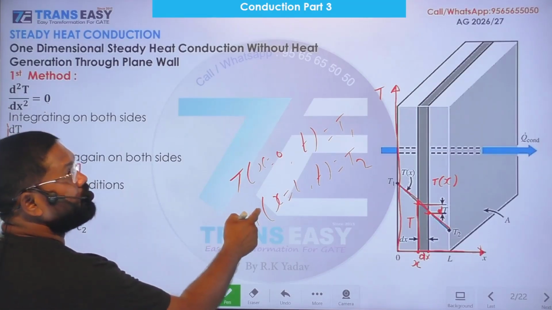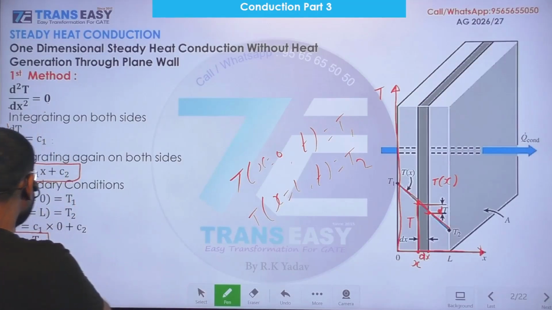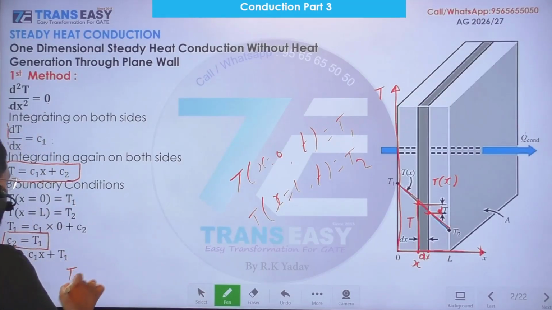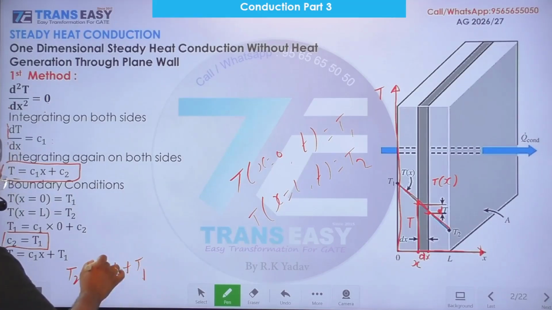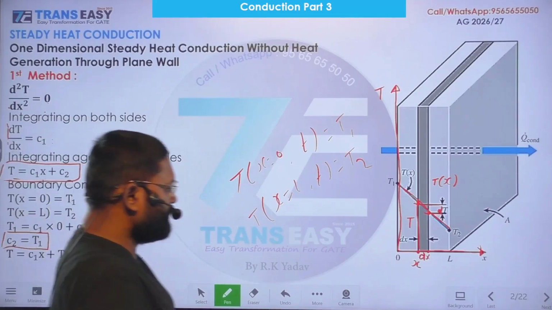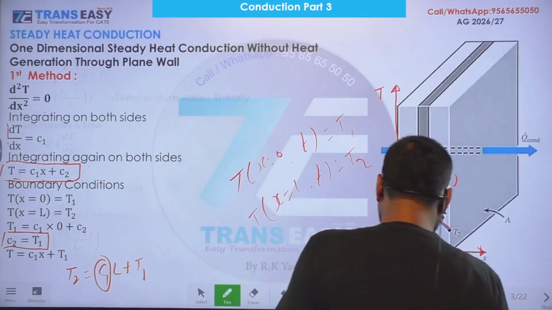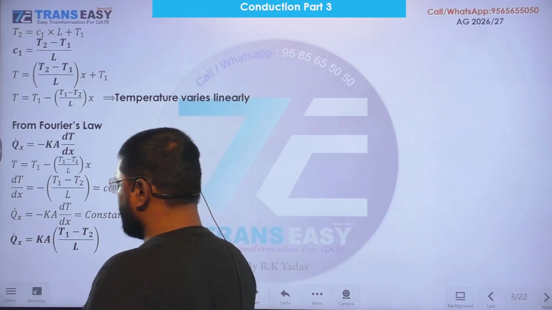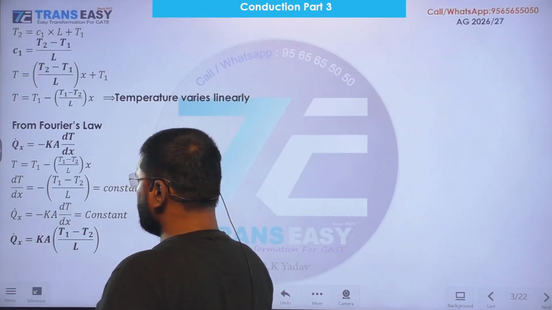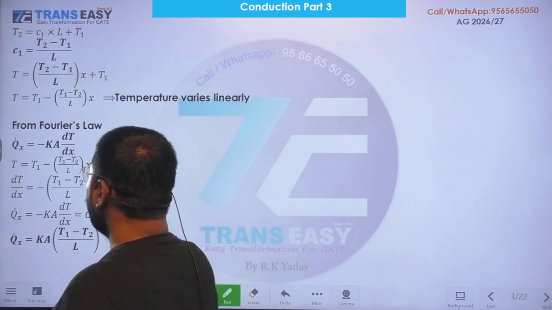At x equal to L, temperature is T2. So from this we can find the value of C1. The resulting solution of one-dimensional steady heat conduction without internal heat generation is this.